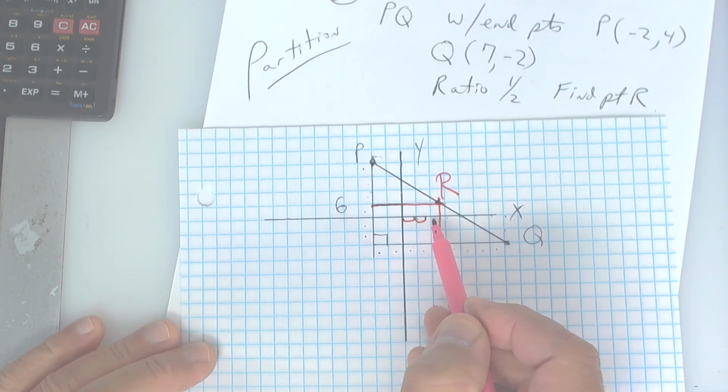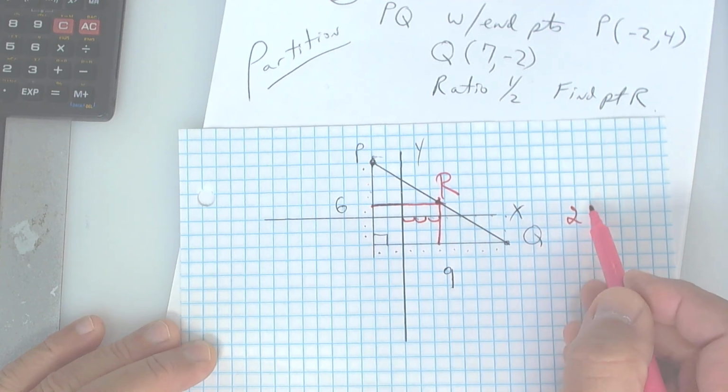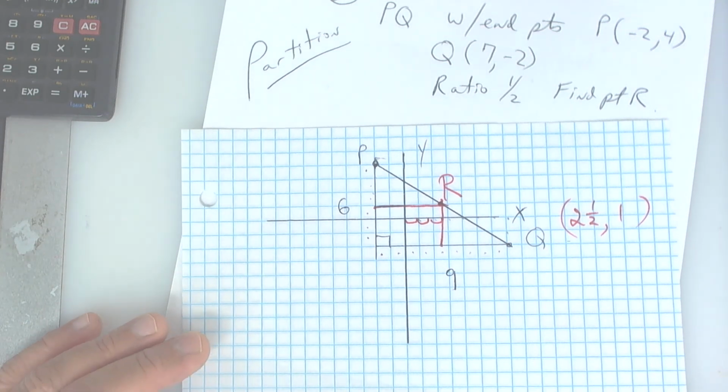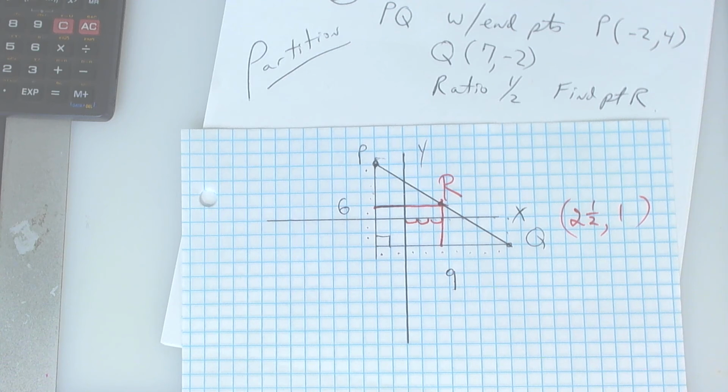Over 2.5. So over 2.5. And then up how much? Up 1. Bam. I'm at grandma's house. That's the answer. Michael, you understood what I did or no?